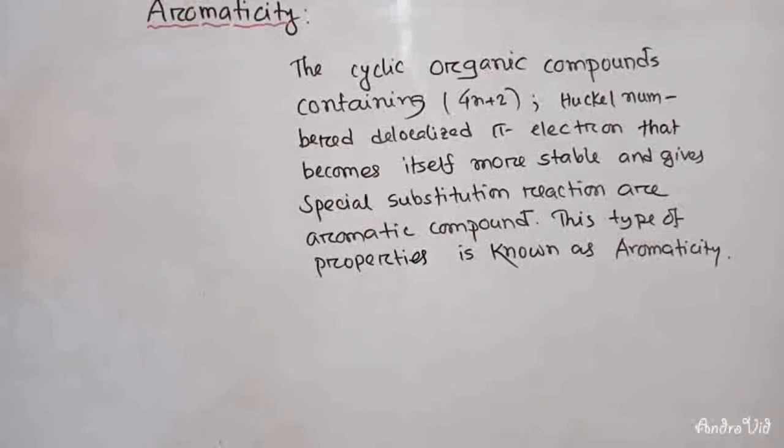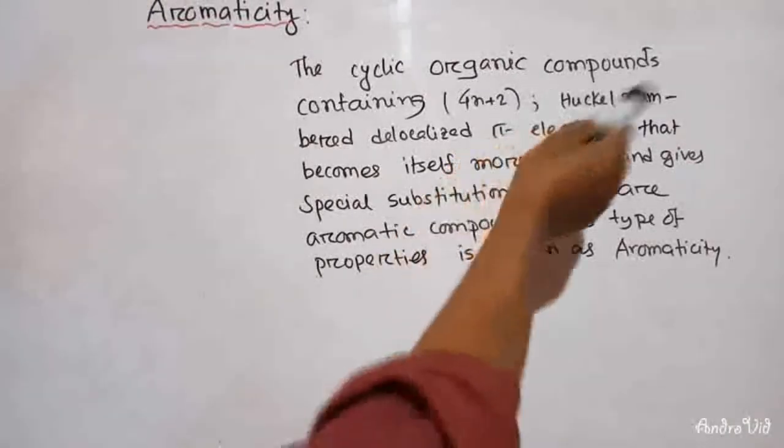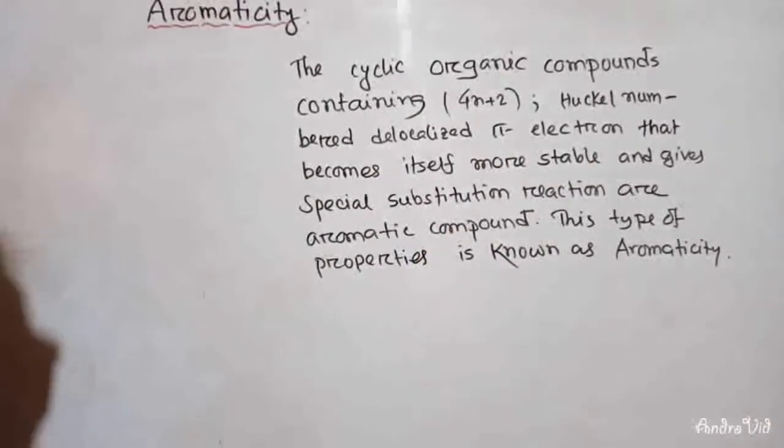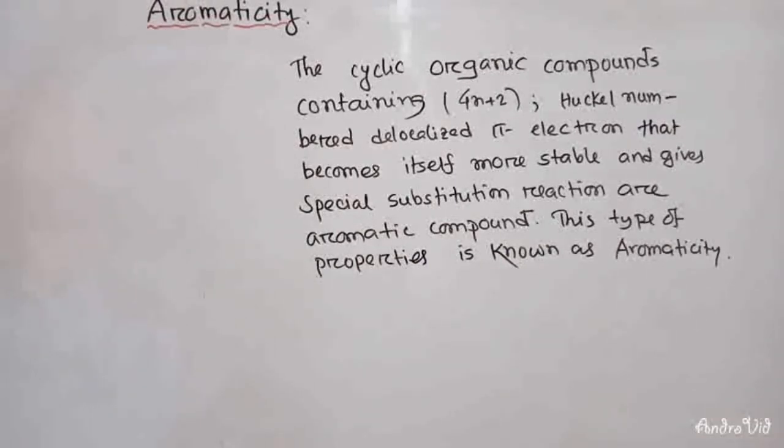So a cyclic organic compound containing 4n plus 2, or Huckel number, of delocalized pi electrons, which makes itself more stable and gives special substitution reactions, is an aromatic compound. Again, a cyclic organic compound that contains 4n plus 2 Huckel number of electrons, which makes itself more stable, and that also undergoes special types of substitution reactions, this type of compound is called an aromatic compound.